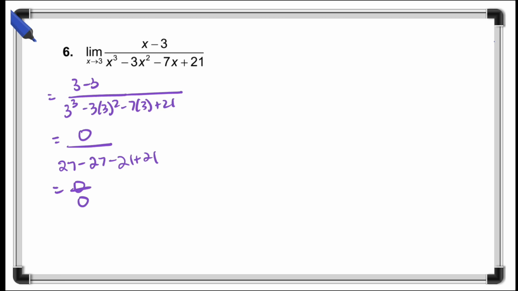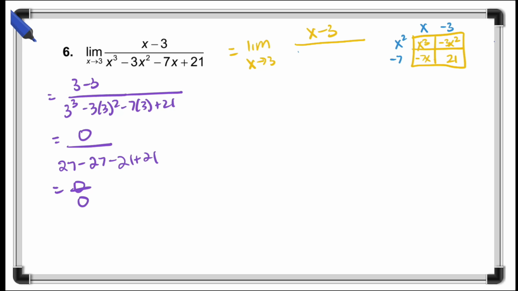So this is our indeterminate form. So we will try to factor. So you have the limit as x approaches 3. You have x minus 3. For our denominator, you can do factor by grouping. So again, you could use your box if you'd like. You have x cubed minus 3x squared minus 7x plus 21. So we're going to get x squared minus 7x and then minus 3.